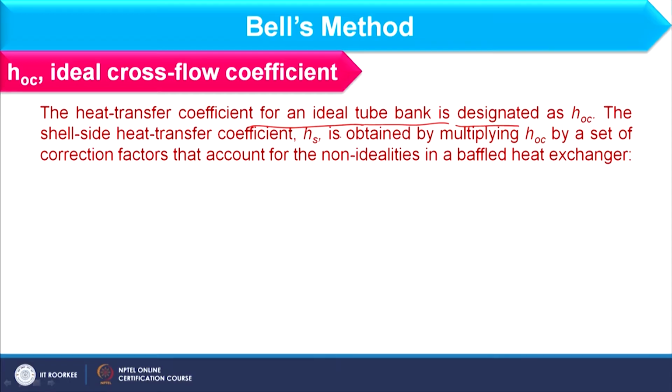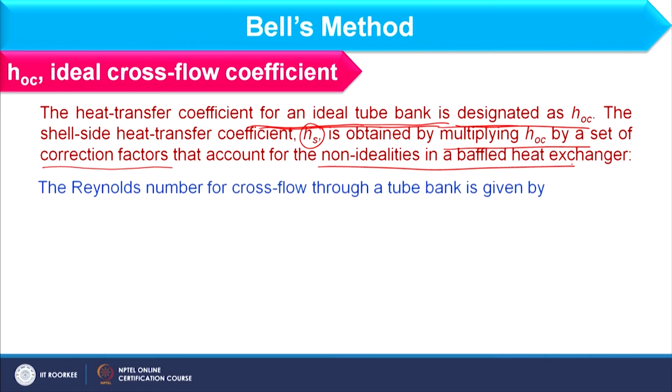Okay. So, the heat transfer coefficient of an ideal tube bank is designated as HOC. The shell side heat transfer coefficient HS is obtained by multiplying HOC by different correction factors to consider non-idealities in a baffled heat exchanger, or the shell side of heat exchanger.